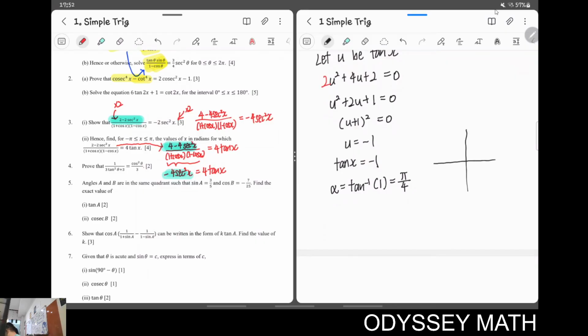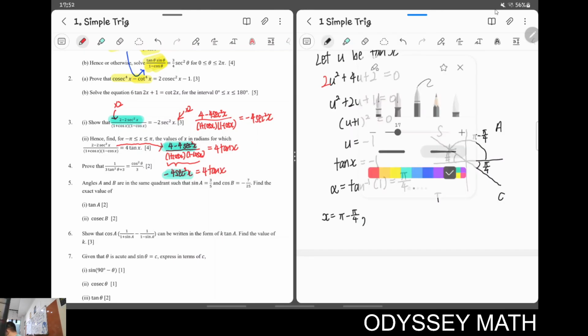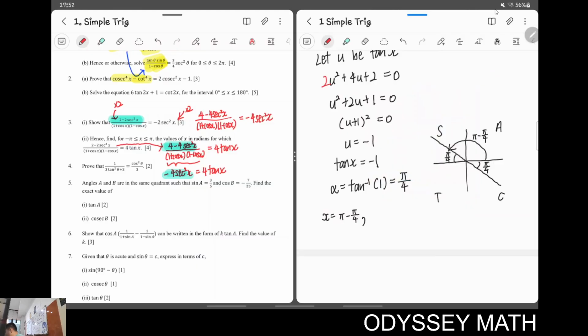So tangent is negative, right? So it will be in the second and the fourth quadrant. So the basic angle is pi over 4 over here and here, of which my angle for x would be pi minus pi over 4, and minus pi over 4.